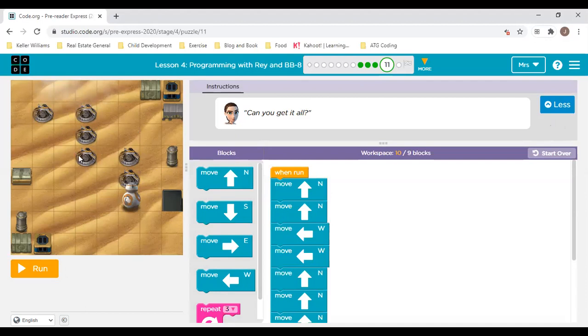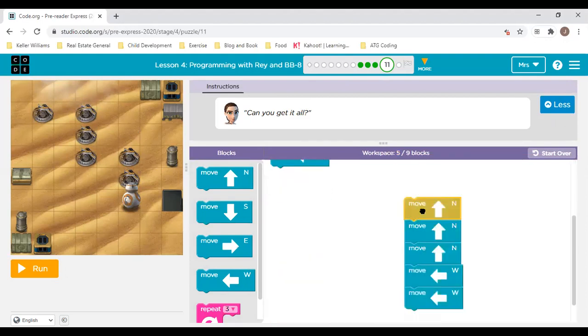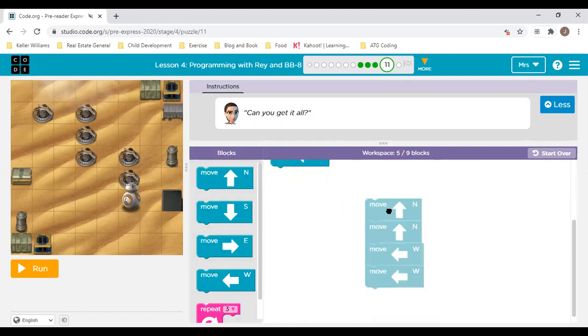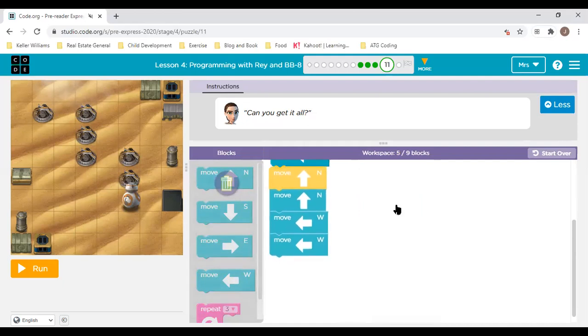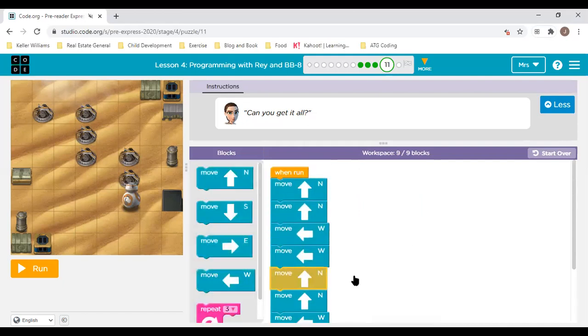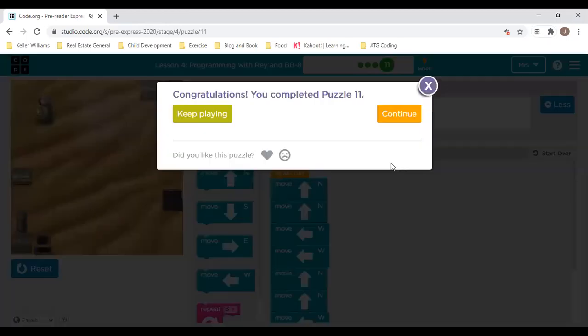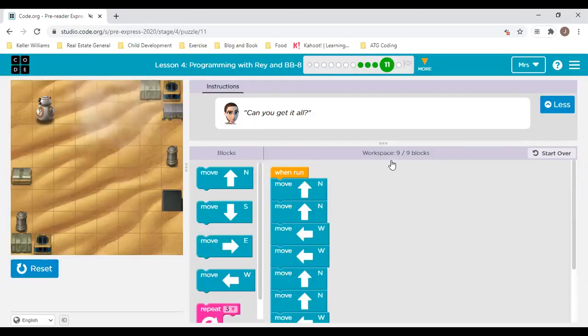But then he's already on this scrap metal. Then we said 3 north. So we are going to have to take out one of the north blocks. So let's remove it. Put the code back to, and let's try run. North, north, west, west, north, north, west, west. And perfect. We used 9 out of 9 blocks.